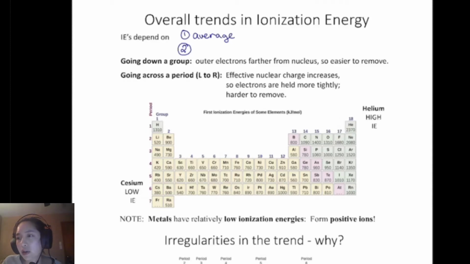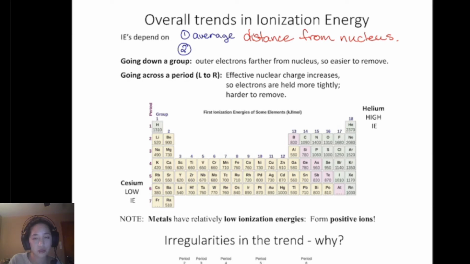So let's start talking about the overall trends in ionization energy. Here, ionization energy depends on two different things that we've already talked about. First, it depends on the average distance an electron is from the nucleus. So remember, ionization energy, we're talking about the first ionization energy, is the amount of energy it requires to remove an electron from a neutral gaseous atom. So depending on how far away that electron is from the nucleus will affect its ionization energy. So we have to think about those trends from the trends in radius from the previous slides.